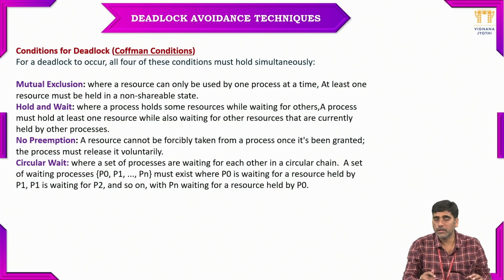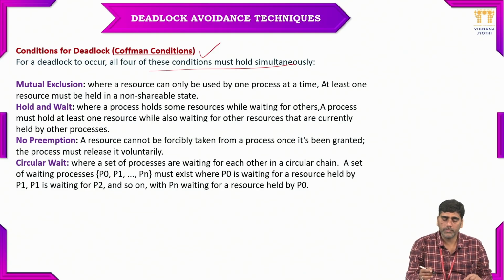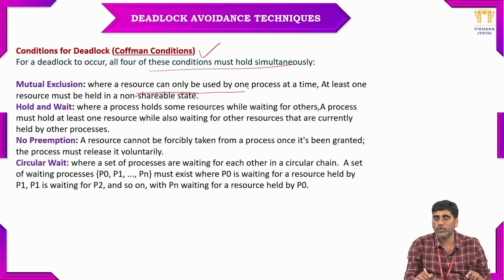In simple terms, the deadlock situations are deadlock conditions, also called Coffman conditions. For a deadlock to occur, all four of these conditions must hold simultaneously. All these four conditions have to be satisfied, then only the deadlock occurs. So the first condition is mutual exclusion, where a resource can only be used by one process at a time.